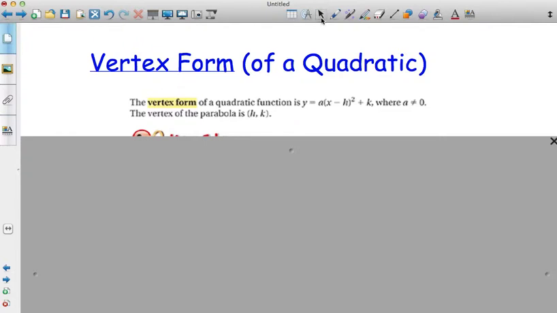plus k. And similar to standard form, a cannot equal 0 for obvious reasons. If a were 0 and it was multiplied by all of this, when you multiply something by 0, it cancels it out, and you'd only be left with k. If you're only left with the constant, which doesn't involve this square, then you don't have a quadratic anymore. Similar to what its name says, vertex form will show you the vertex of a quadratic. So the x coordinate comes from h, and the y coordinate comes from k.